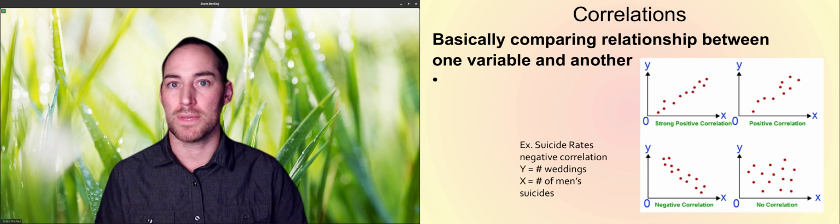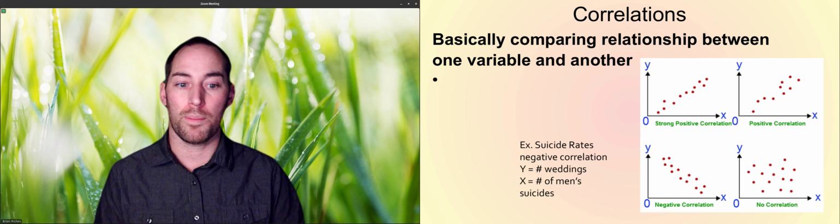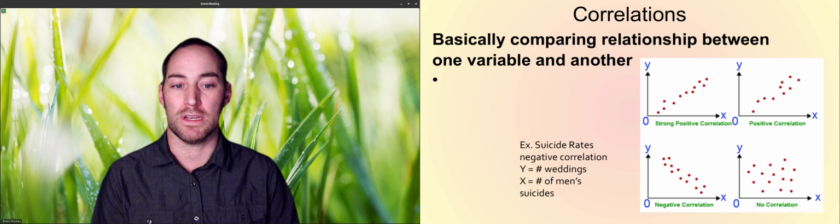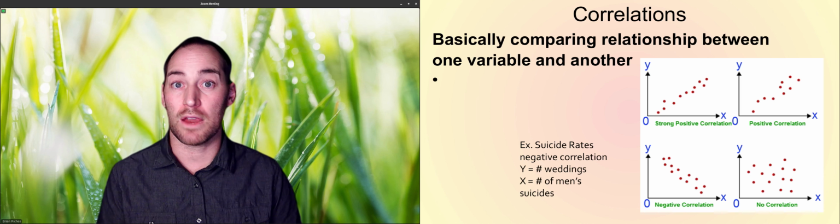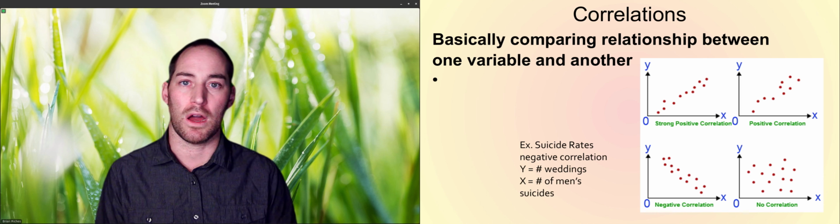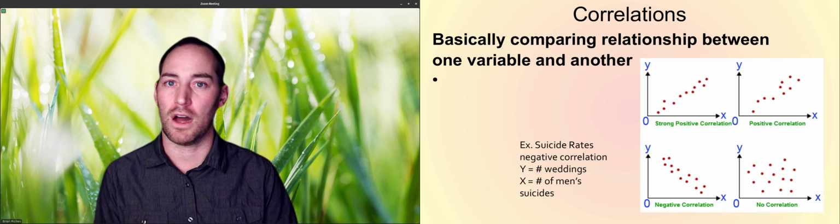So around the same times that there were more people losing jobs and not being able to afford weddings, there were also more people committing suicide. So there was a relationship here, a correlation, but it wasn't causal. The weddings were not causing the suicides, and the suicides were not causing the weddings.